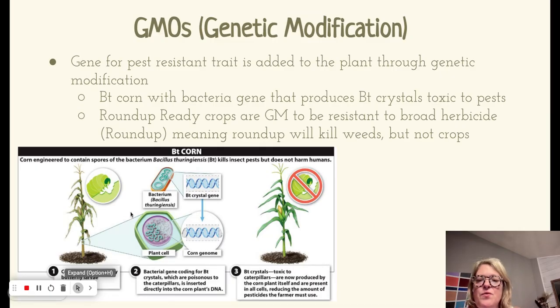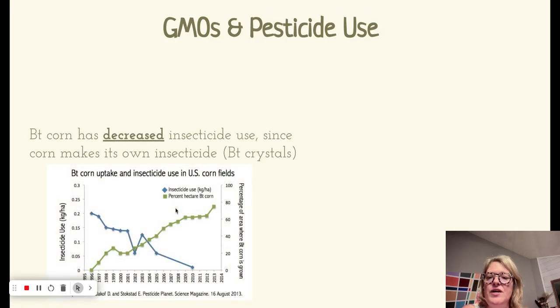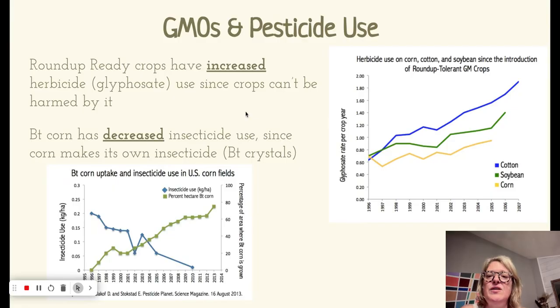Here's a picture showing that Bt crystal gene that's inserted. You could stop the video and look at that a little bit more. Bt corn has actually decreased our insecticide use because the corn now makes its own insecticide, and you can see the chart there that shows that. The Roundup Ready crops have actually increased our use of herbicides since the crops can't be harmed by it. So in one way we're reducing the amount of chemicals that are used, but in another way we're increasing the amount of chemical use.